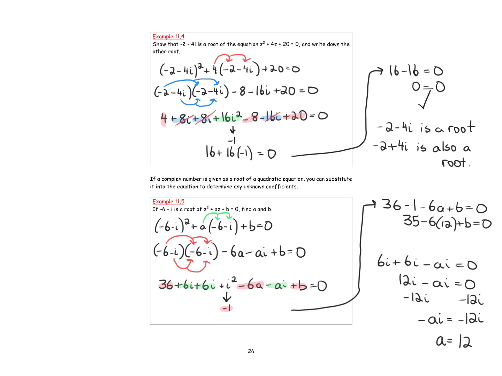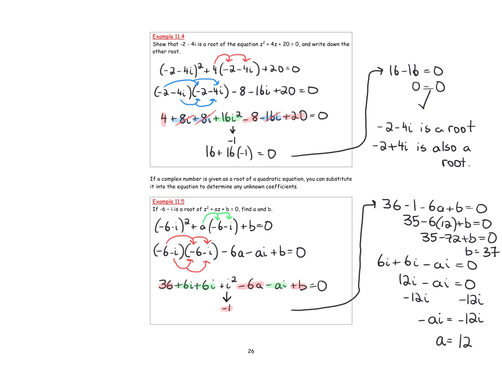I then have 35 minus 6 times 12. So 6 times 12, we will get 72. So it will be 35 minus 72 plus b is equal to 0. 35 minus 72 will give us minus 37. So we'll get b is equal to 37. We figured out that a is 12 and b is 37, as in the question it said minus 6 minus i is a root of the quadratic equation z squared plus az plus b is equal to 0.